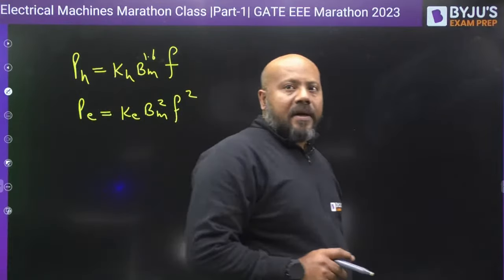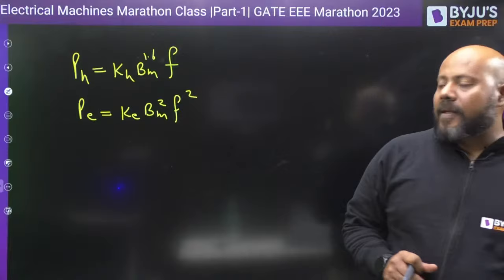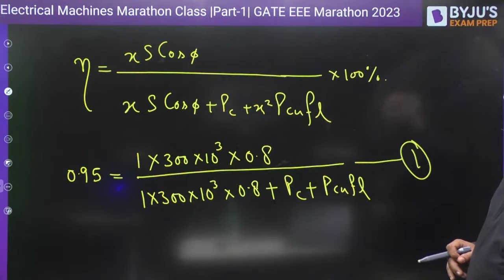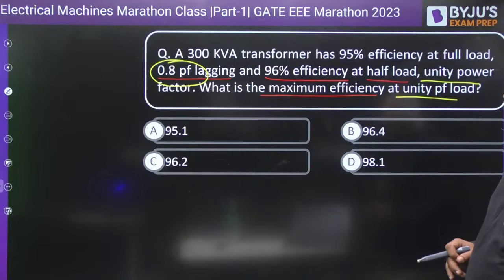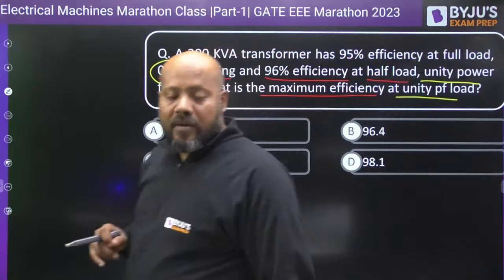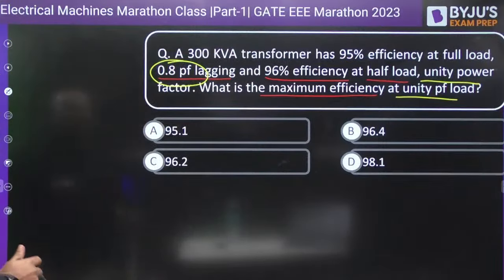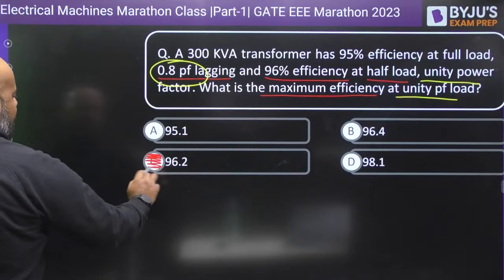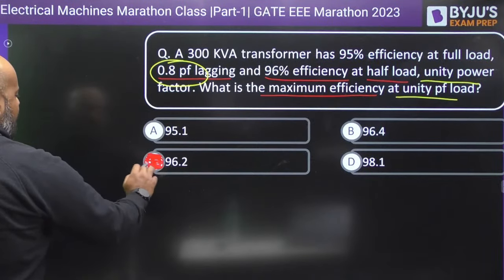Whenever you are dealing with the eddy current losses, you are telling B for which? Okay, for this. You're not getting 96.2, Ashok. I think you must be getting 90. C as the correct option. Just cross check it.